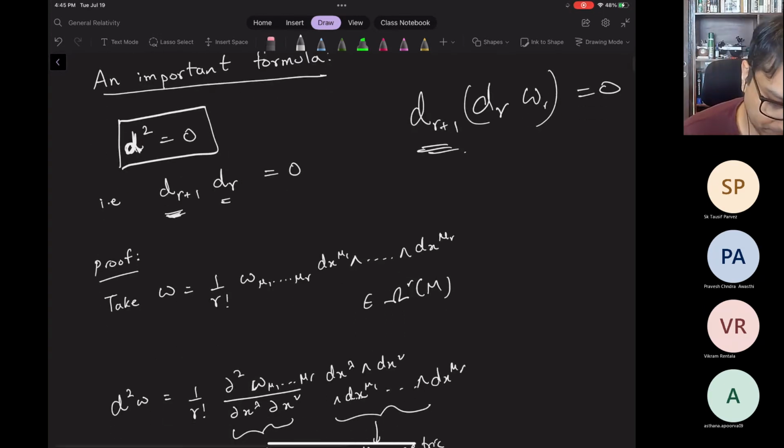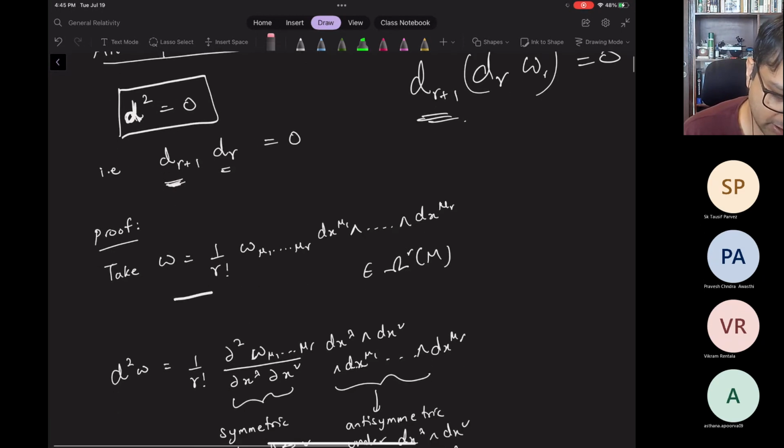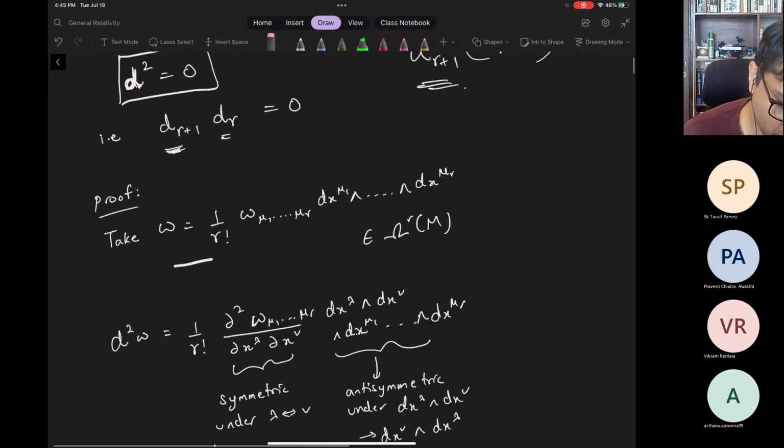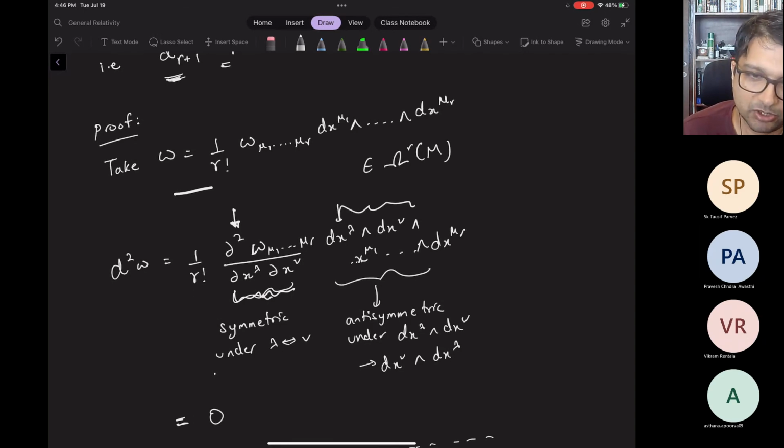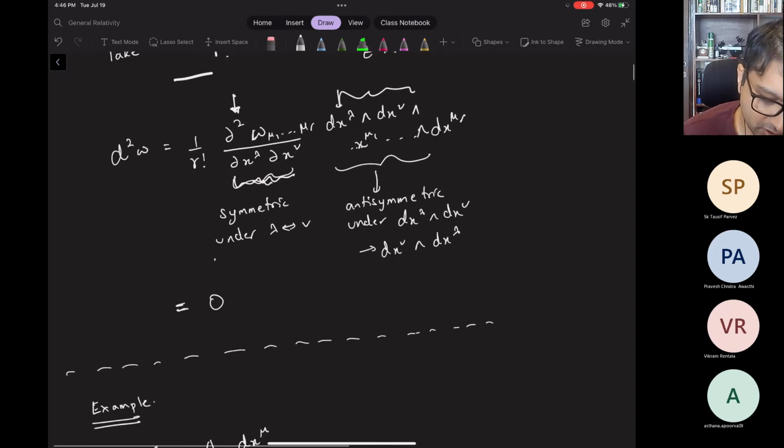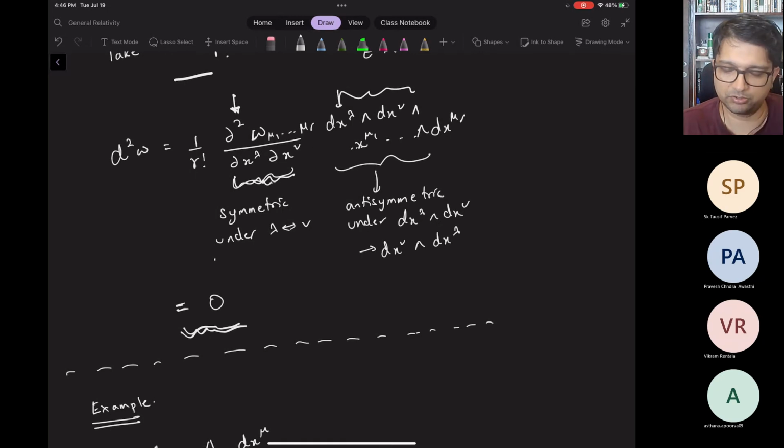So what is the proof of this? Let's take omega, and we'll use the coordinate dependent definition, which looks like this. d square omega will be equal to 1 over r factorial, and now basically all I'm doing is introducing two derivatives, partial square, partial x lambda, partial x nu, and two wedge products, dx lambda wedge dx nu, wedge dx mu 1 dot dot dot wedge dx mu r. Now it's obvious why this is 0. This is symmetric in lambda and nu, if I exchange lambda and nu, but this is anti-symmetrized in lambda and nu. So therefore this is just equal to 0. So d square omega is just 0.